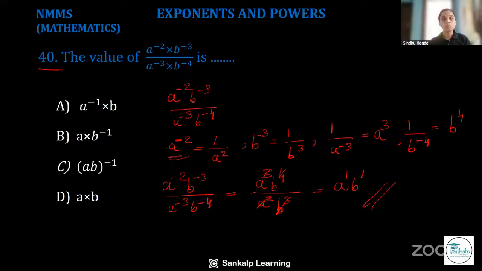So, options A, B, C all are wrong. a into b is in option D. So, the correct answer is D. Thank you.